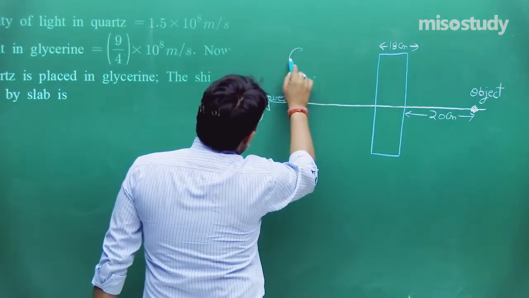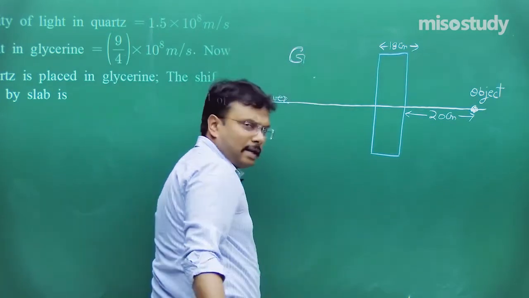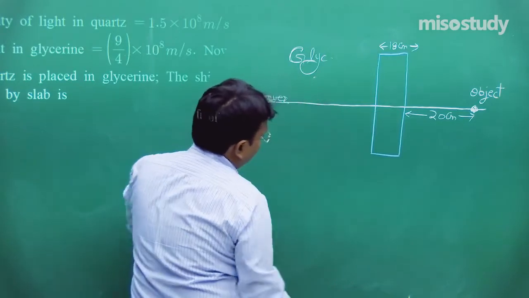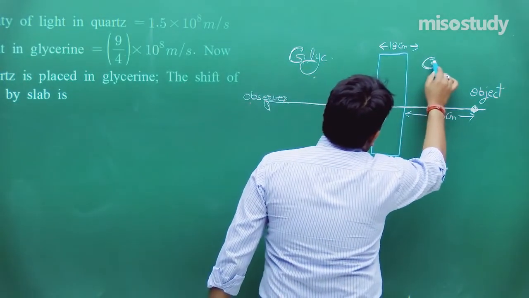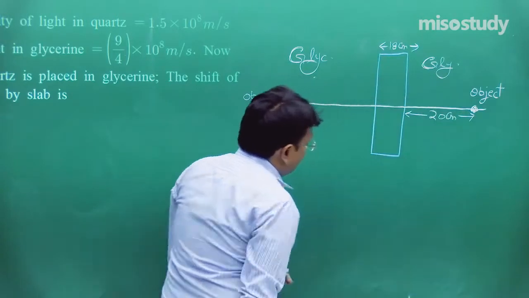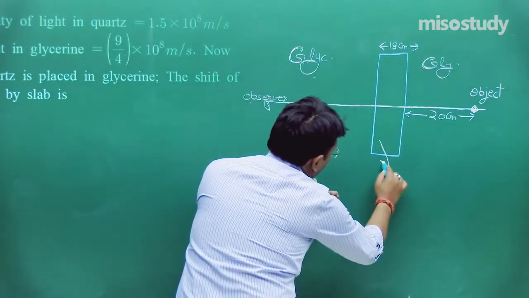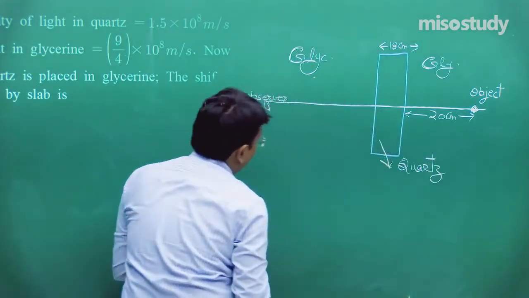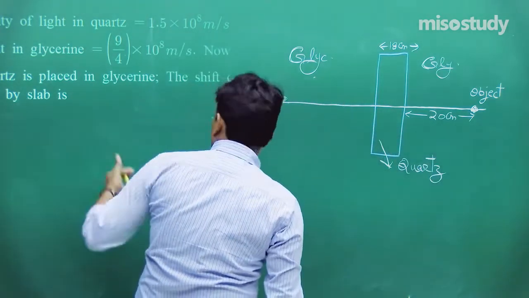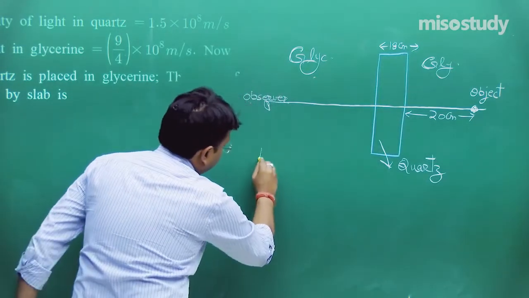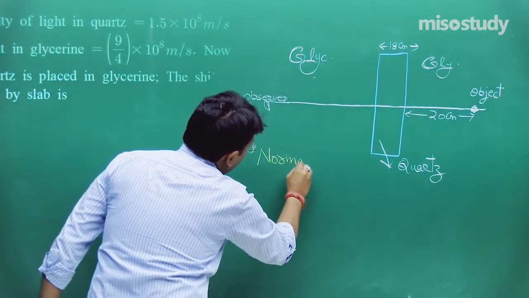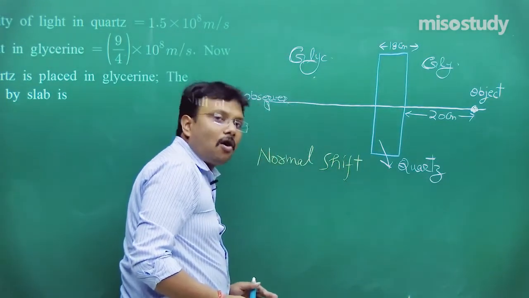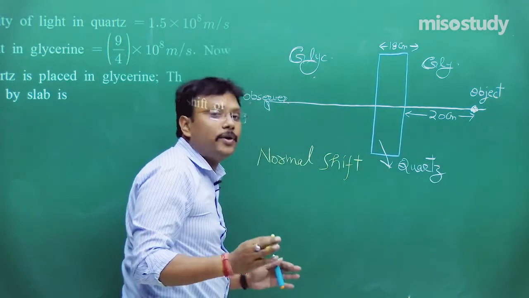Now this is glycerine. Glycerine is a type of alcohol, I think. Fine, in chemistry I am sure you must have studied this glycerine, and over here again glycerine. Fine, now you have quartz. Okay, fine. So step by step I am going to provide you the solution. That is normal shift. Normal shift means because of the change in refractive index, obviously the velocity of light is going to change. Fine.